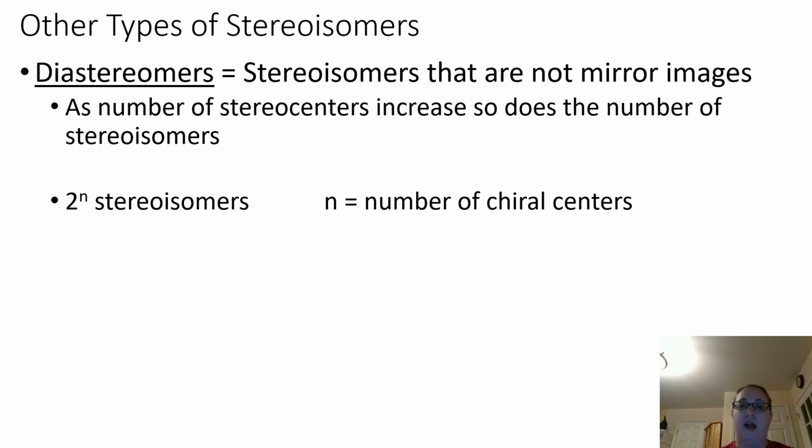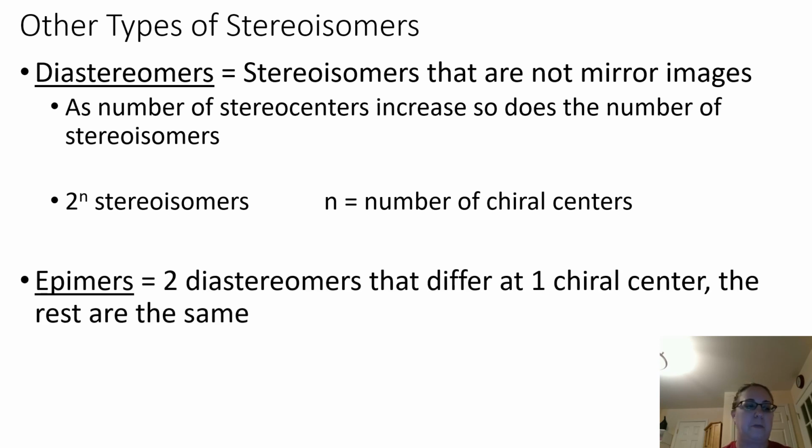So we can have a lot of stereoisomers, but not all of them are going to be enantiomers, the non-superimposable mirror images that we have. So we also have diastereomers, which are stereoisomers that are not going to be mirror images, but they're still going to be stereoisomers. We also will use the term epimer. An epimer is any 2 diastereomers that differ only at one chiral center. The rest of them all stay the same.